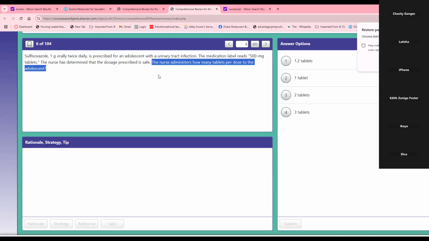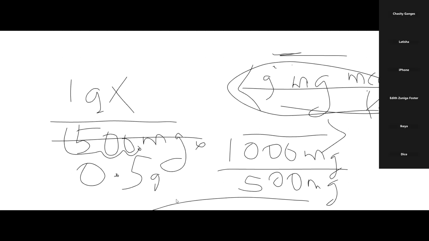Okay, so when we go back to the whiteboard, you had to convert. Your desired dose was 1 gram up there on the top, right? On the bottom, we had the 500 milligrams. But because you can't put grams over milligrams, you have to convert. Okay.